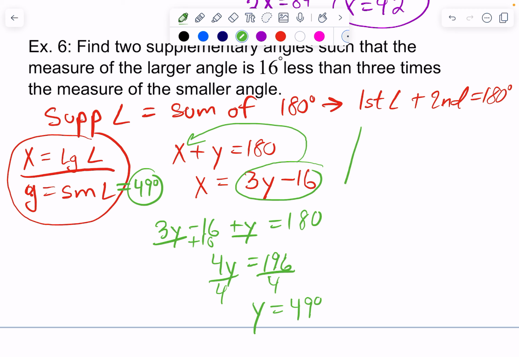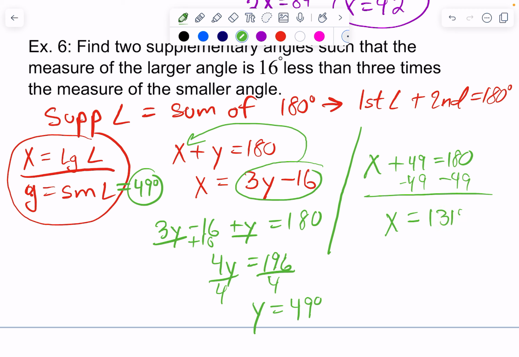And then to find my larger angle, I simply plug it in. X plus 49 equals 180. Subtract the 49 from both sides, and X equals 131 degrees. And there it is.